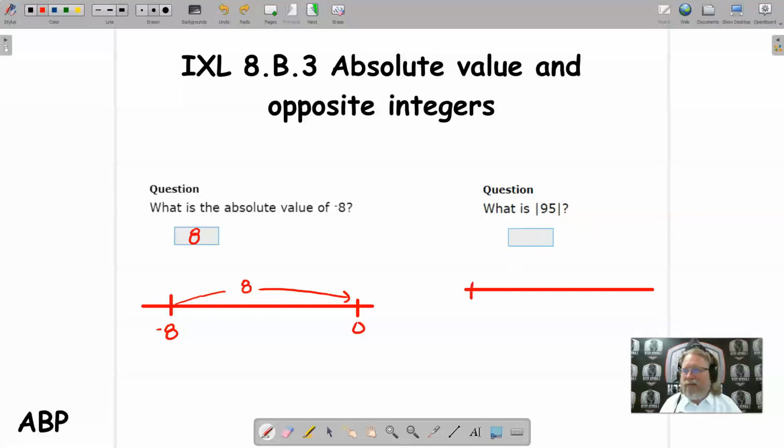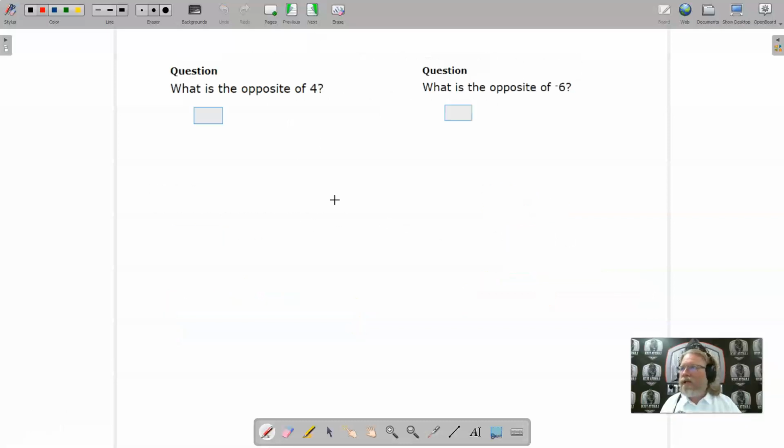So if I have a place for 0 here, and down here I have 95, this is 0. Well, what's the distance between the two? To get back to 0, you would have to go 95 units. So the absolute value of 95 is 95. So just like I said, it's the same number, but if it's positive, in this case it stays positive, and over here it was negative, and it becomes positive. Let's look at our next page here.